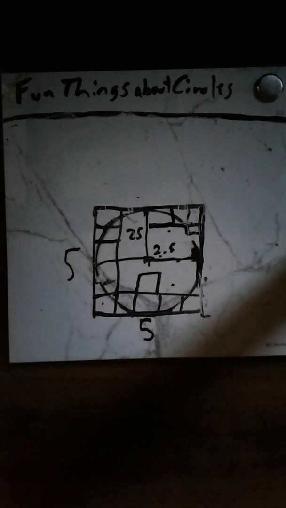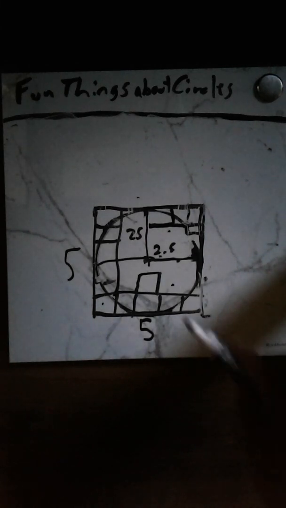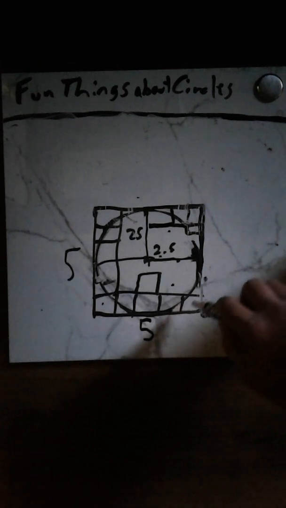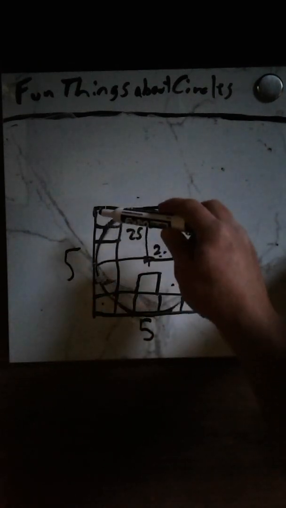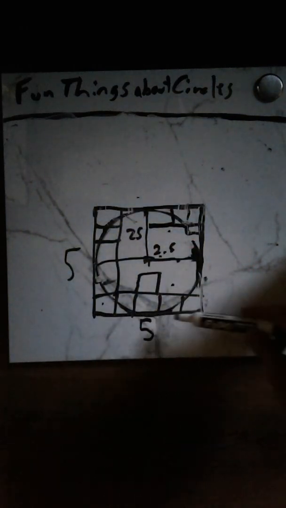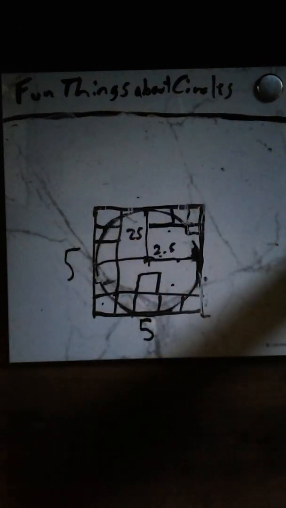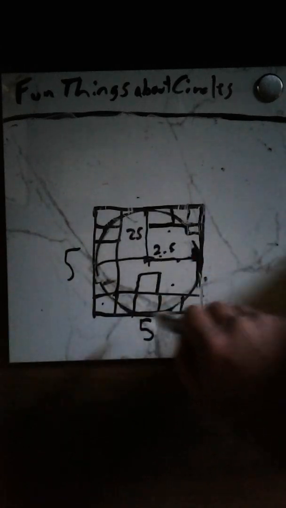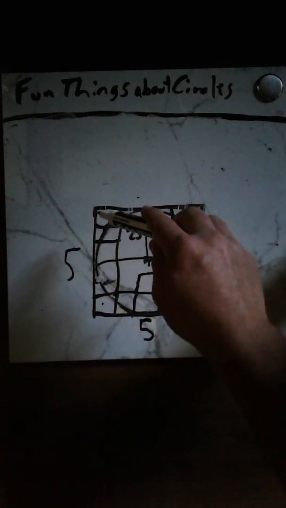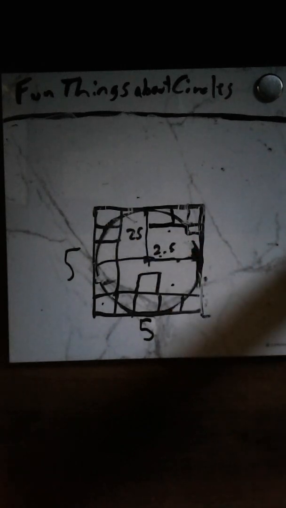So the circumference of a circle is a measure of this line, and it relates to the measure of the perimeter of a square that it's inscribed into. Just like the area of a circle relates to the area of a square, the perimeter of the circle, the circumference, relates to the perimeter of the square.